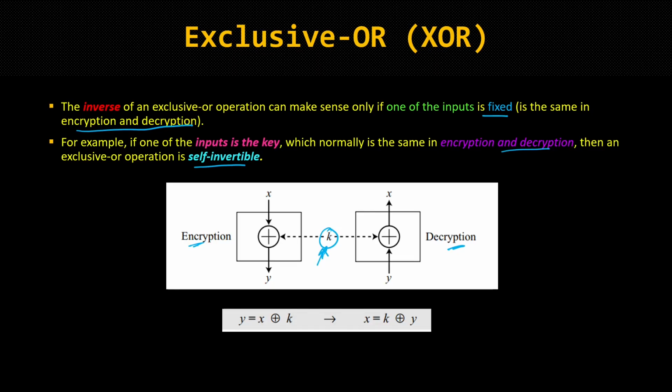So if this k is fixed, then it means that if we do exclusive OR operation, then this exclusive OR operation will be self-invertible. So as you can see in this example, we have y, and we have gotten this y after performing the exclusive OR operation with k and x, right? Similarly, if we want to achieve x from this, we can do so by exclusive ORing this y with the key. So basically, if y is equal to x XOR k, then x is equal to y XOR k. So if this is the case, then only is this XOR operation self-invertible.